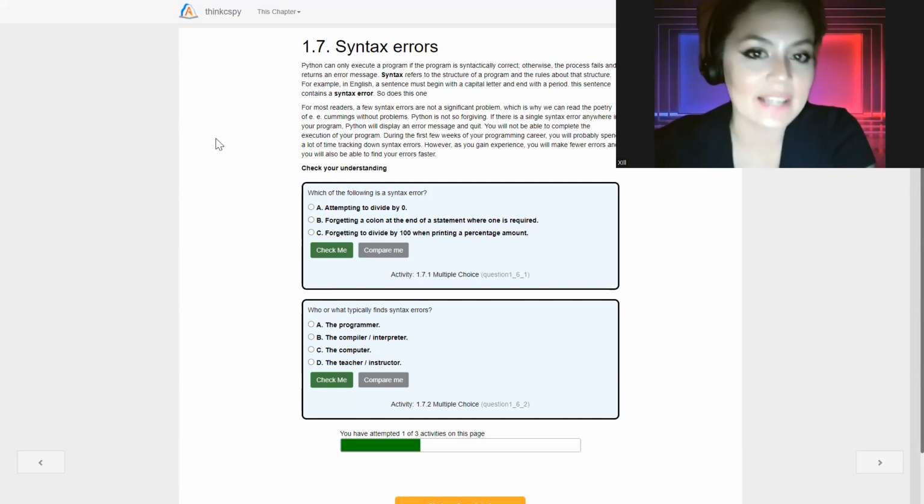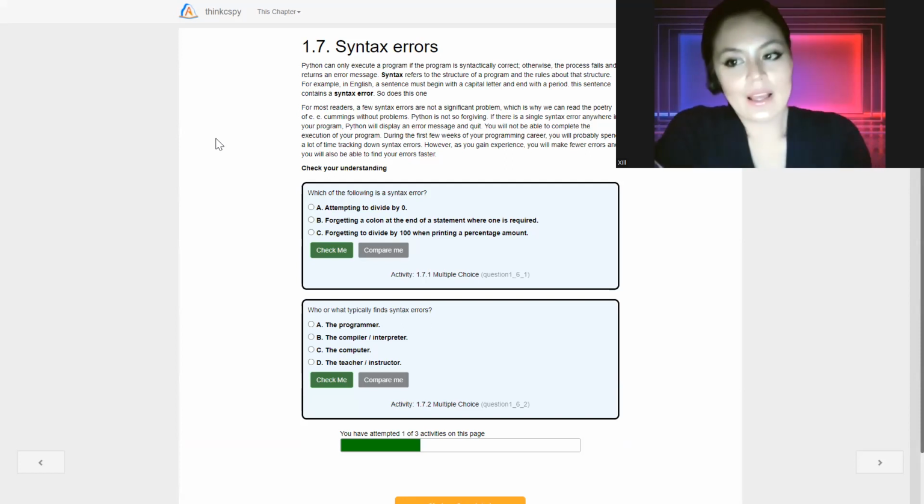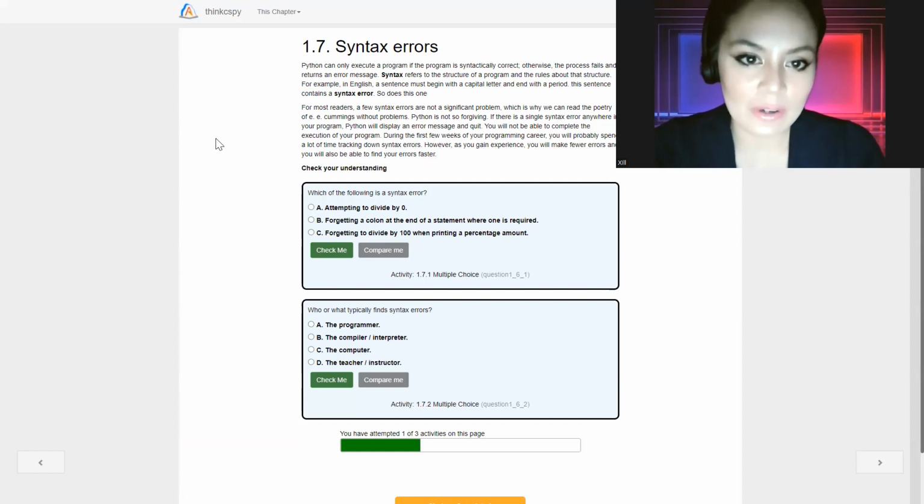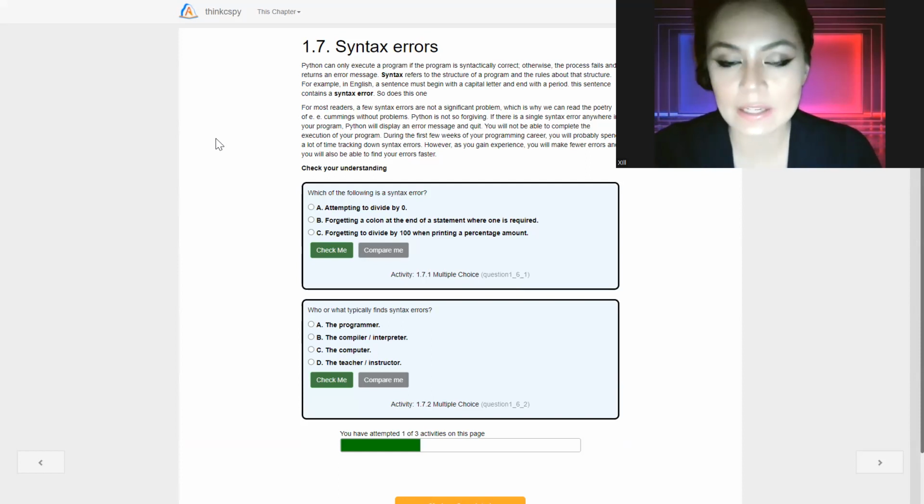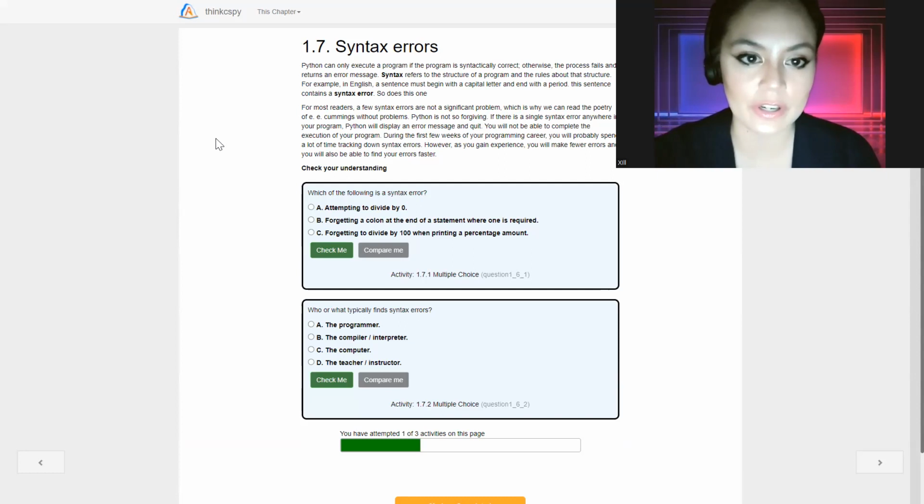Next section, syntax errors. Python can only execute a program if the program is syntactically correct. Otherwise, the process fails and returns an error message. Syntax refers to the structure of a program and the rules about that structure. For example, in English, a sentence must begin with a capital letter and end with a period. This sentence contains a syntax error.